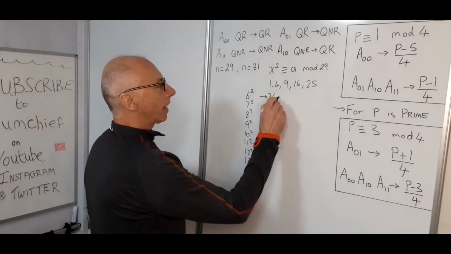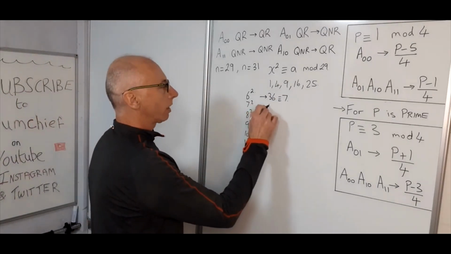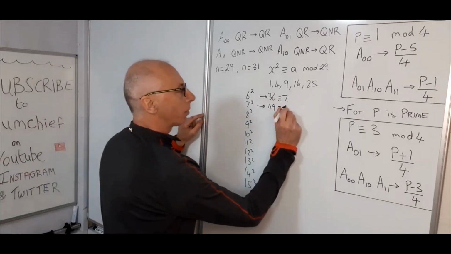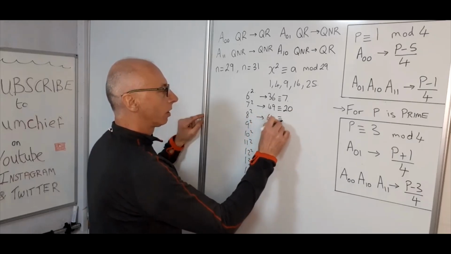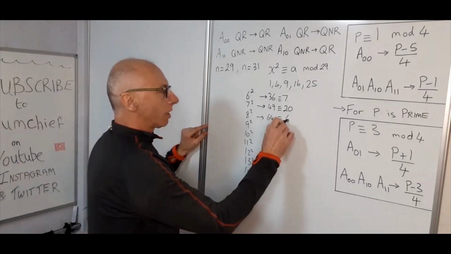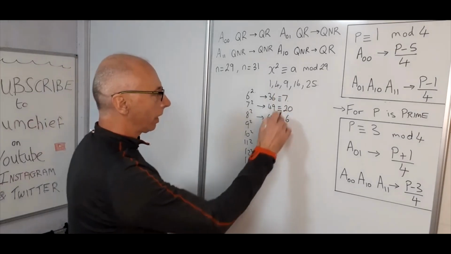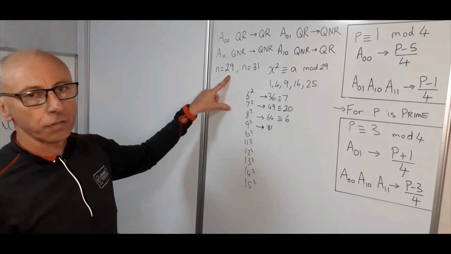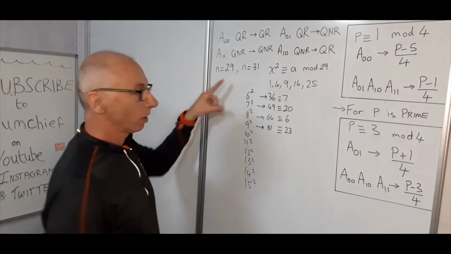So we could just say that that is congruent with 7. Okay, so 7 squared gives us 49, modulus 29, that will give us 20. 8 squared is 64, 29 times 2 is 58, so that will give us a 6. So all these numbers here will be quadratic residues in this column here. So 81, 2 29s are 58, so the remainder here is 23. So that gives us another quadratic residue.